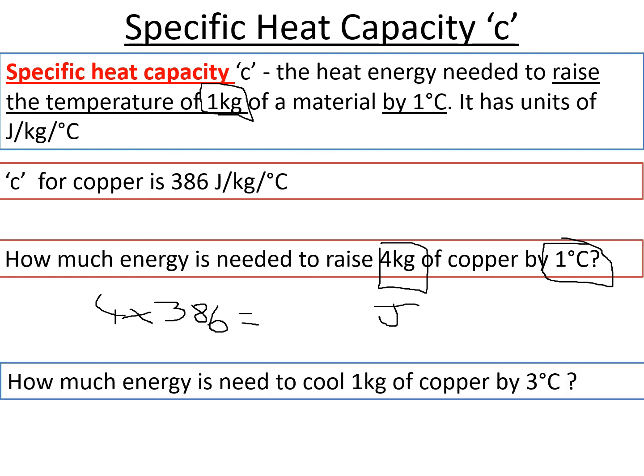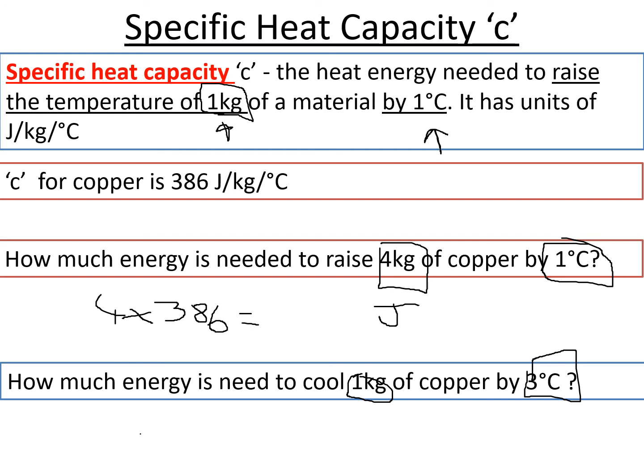But here's the second example. How much energy is needed to cool 1 kilogram of copper by 3 degrees Celsius? So change things a little bit, because here we're now only using 1 kilogram. So that matches our definition, so we're okay, don't need to do anything there. But we're now increasing the temperature, or rather decreasing it, by 3 degrees Celsius, whereas before, in the definition, it's only 1. So what do you think we have to do with the 386?